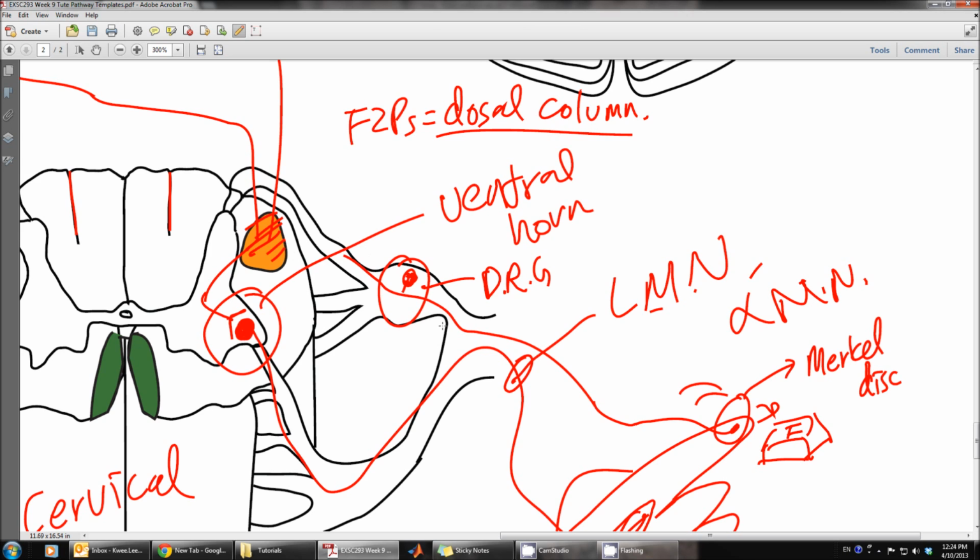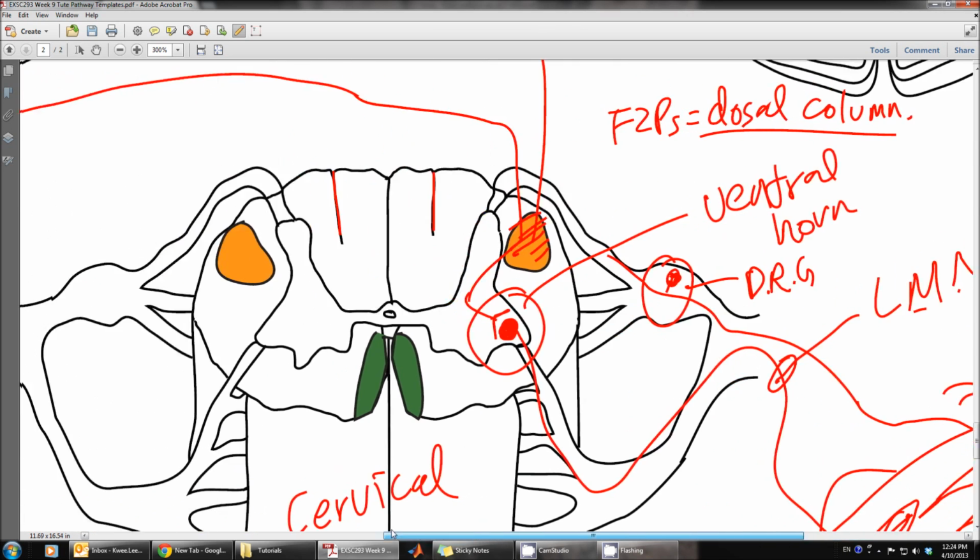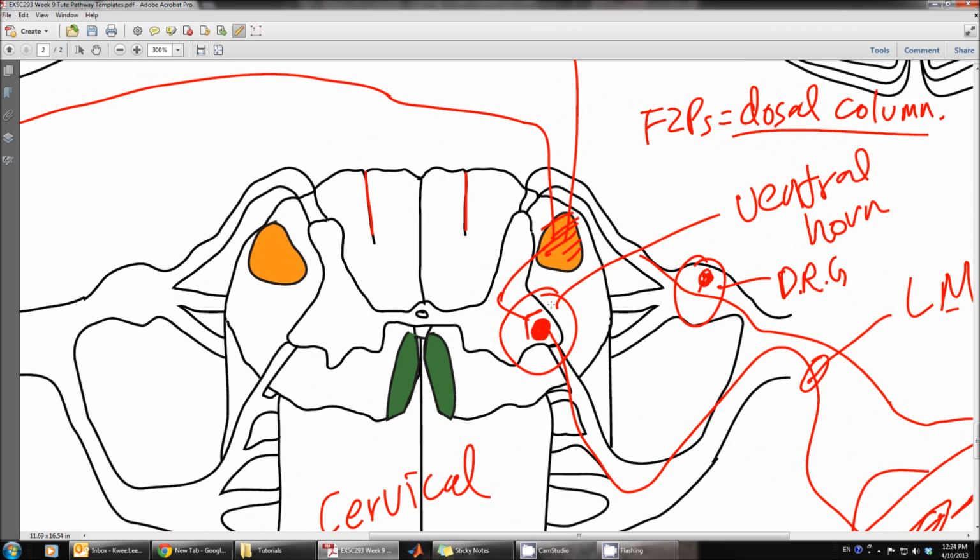It won't synapse anywhere in the spinal cord. It will just take the highway straight up to the brain. So this axon will go through the dorsal column, and we have to decide which one, medial or lateral. And the answer is lateral, because lateral indicates the upper body.